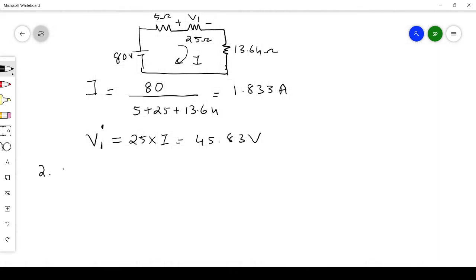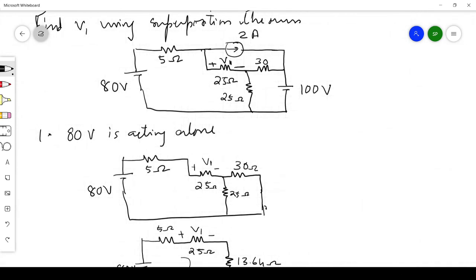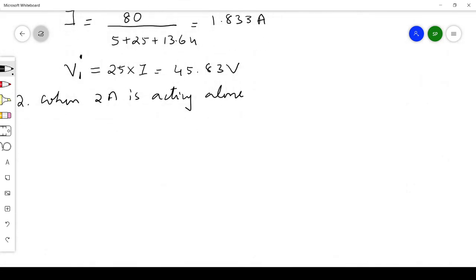Now second is when 2 ampere is acting alone. So what we are doing here, just see, now we are considering from the original diagram, we are removing this 80 volt and 100 volt. So this 80 volt will be replaced with a short circuit, and 100 volt also will be replaced with a short circuit. So we can redraw the diagram like this.